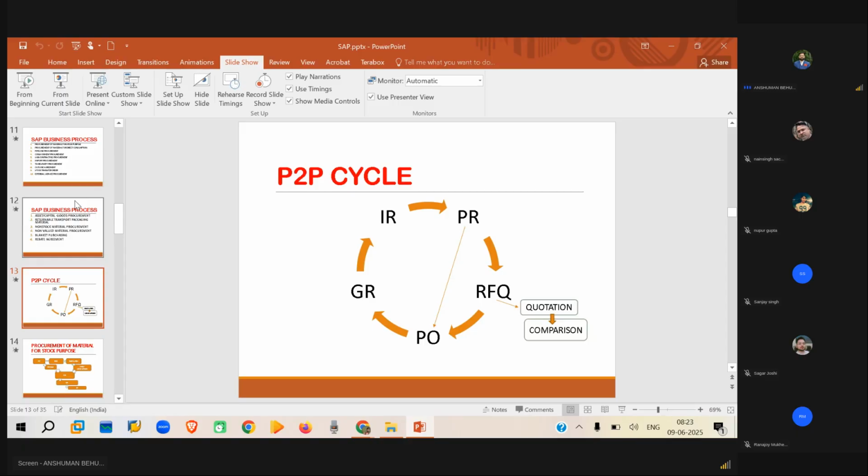Like let's take an example of a mobile phone. Let's say you have identified one mobile phone. Let's say 3 vendors are there: Amazon, Flipkart, and a local store. Now let's say Amazon is saying they can provide that mobile at 10,000 rupees. Flipkart is saying they can provide it at 9,500. And the local vendor is saying they are going to provide it at 9,200.